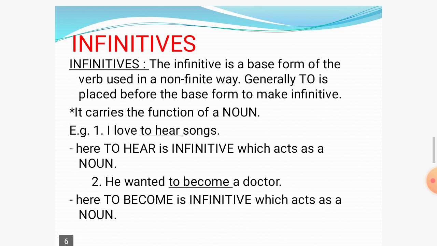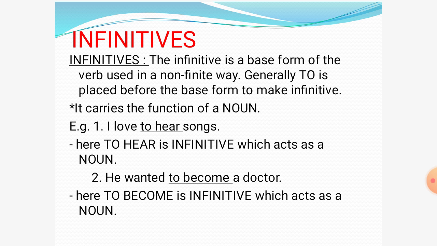Let's talk about infinitives now. The infinitive is a base form of the verb used in a non-finite way. Though infinitive is basically a verb, it is working in a non-finite way. Generally, to is placed before the base form to make infinitive. It carries the function of a noun. As we talked about participles, present participle and past participle, they act as adjective, and infinitive works as a noun in the sentence.